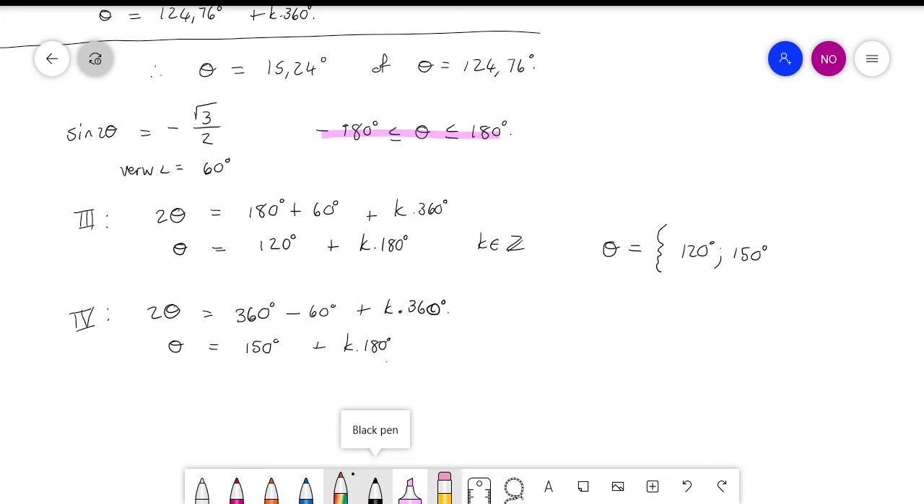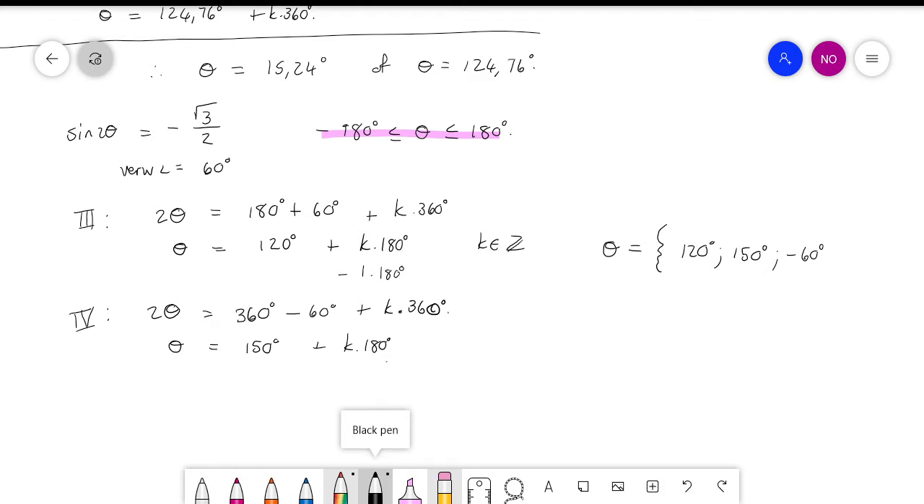Good. Now, if I add one multiple here, do you guys agree it will be beyond the given interval? But if I subtract one interval here, it will be within my interval. So, negative 60 is also one of my answers.